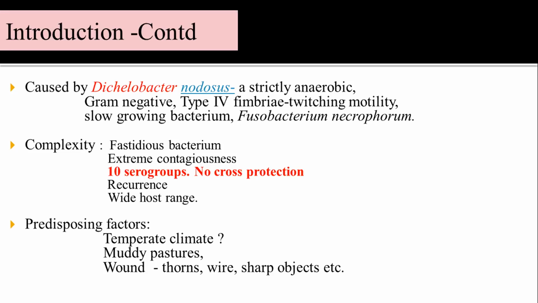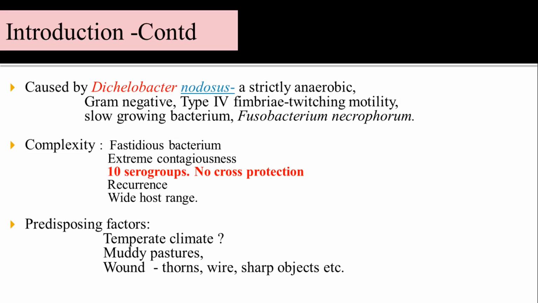Coming to the predisposing factors, they include temperate climate. Initially, it was thought that the disease is prevalent only in those areas where the climate is temperate, a cold climate. But it has also been reported in tropical countries or areas. Like in India, it has been reported in Andhra Pradesh, in Rajasthan, and other tropical areas. Predisposing factors include muddy pastures. When there is rain, water logging, and muddy pastures around, the disease flares up. It attains epidemic proportions.